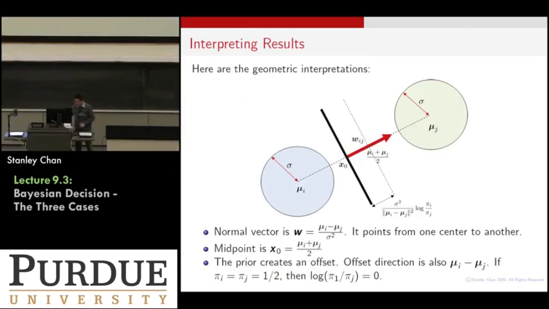Okay, so this slide just summarizes what we have discussed. There is a normal vector here, and it points from one center to another. There's a midpoint, and the offset direction is also mu i minus mu j. And so if pi i equals pi j equals 1/2, this log will go to 0, and so you will stay in the middle.